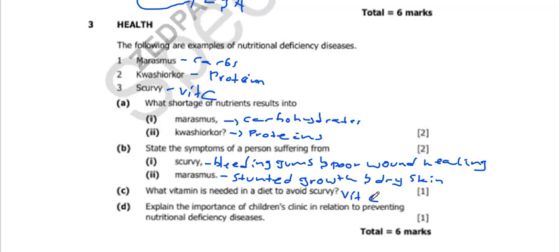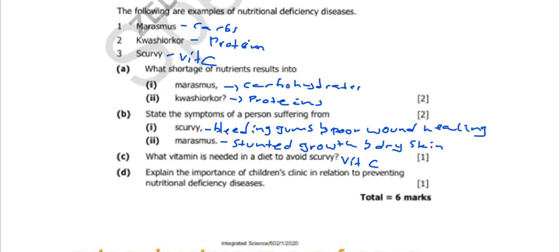Explain the importance of children's clinic in relation to preventing nutritional deficiency diseases. So, the importance of children's clinic is that when a child is taken to a clinic, or as we call it here, under five, you'd have doctors, you'd have nurses that would be able to examine the child thoroughly, and they would be able to advise on what nutrients the child needs.